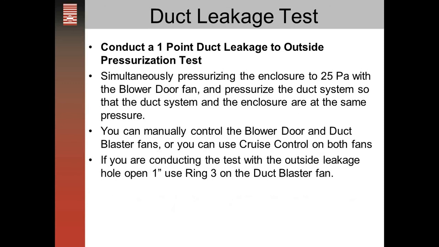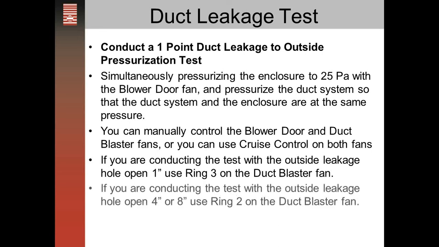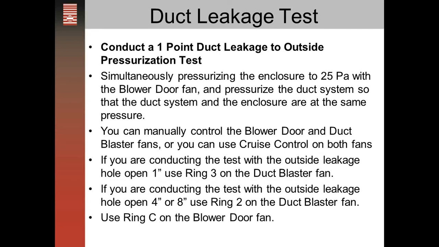If you're conducting the test with the duct leakage window open 1 inch, you'll use ring 3. If you have it set in the 4-inch or 8-inch settings, then you'll use ring 2 on the Duct Blaster fan, and use ring C on the blower door fan.